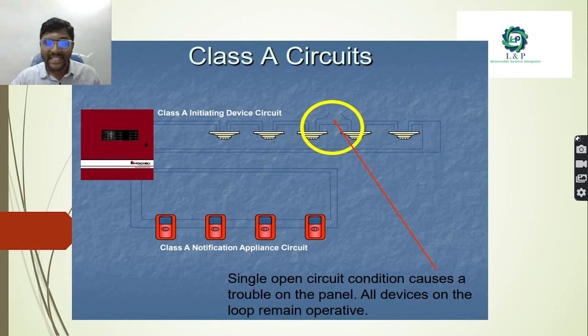It means if any disconnection occurs between the third detector and the fourth detector, even though it is a trouble, only the detector which is faulty will not work, but the other detectors like detector 1, 2 and even 5 will work. Even though there is a disconnection in the wire, through the other wiring they are communicating with the panel, so the panel has the capability to access all the devices except the faulty ones.